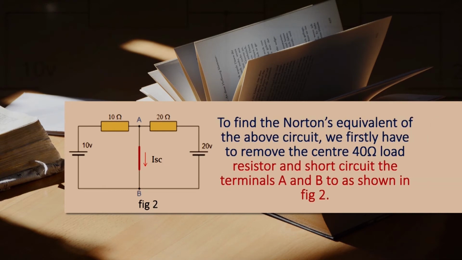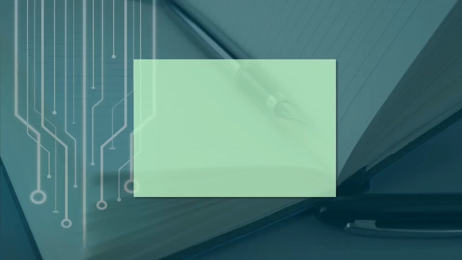So here you can see in figure 2, the load resistance RL is replaced and this AB terminal is shorted by a simple wire. That current will be called the short circuit current ISC, or you can say the Norton current IN. Now because there are two voltage sources in this circuit, for solving this circuit you can apply the superposition theorem also here.